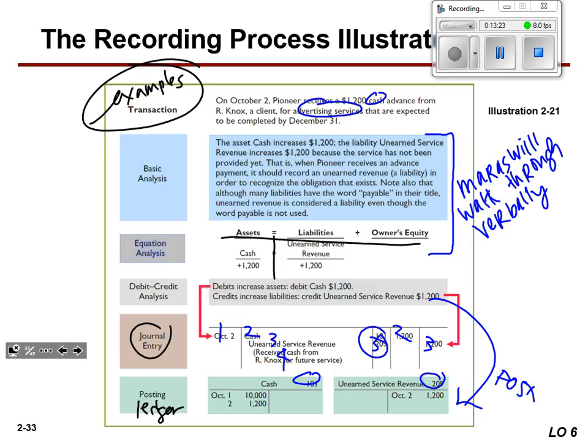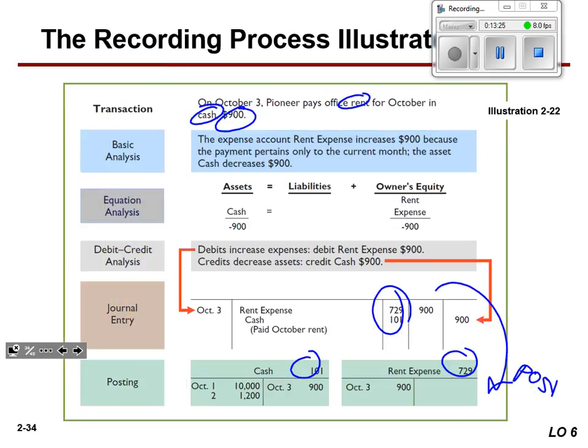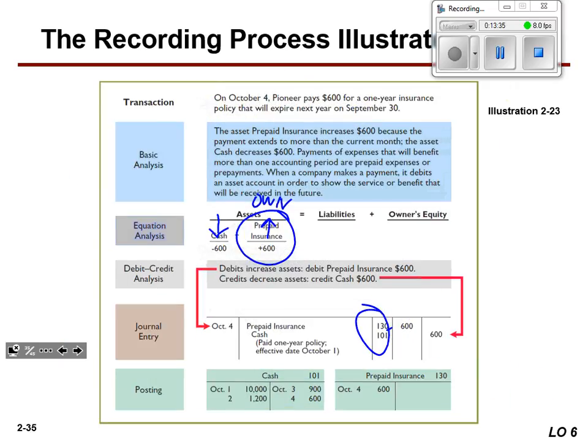So it's a nice resource because then if I go to the next one, well, Pioneer pays off office rent in cash. Well, rent expense goes up, cash goes down. How would it look posted? Pioneer pays $600 for a 1-year insurance policy. Well, prepaid insurance goes up, cash goes down. So it's just lots of example transactions, describing them, how it looks with the T-account, what it looks like in the journal, what it looks like in the ledger. I'd rather do problems with you, but I think these are a really nice resource if you get stuck on anything.